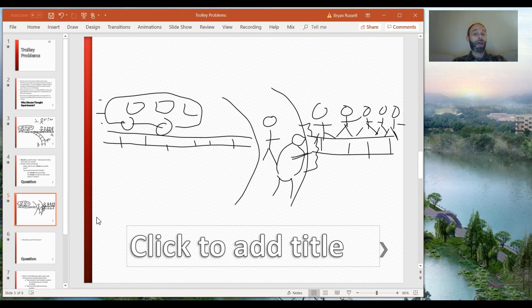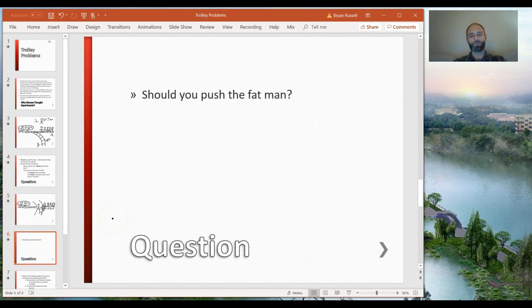You don't have time to ask him what he wants in this scenario. You only have time to either push or do not push. And really, those are the only 2 options I'm going to give you. So the question I'm going to ask you about this scenario is this. Should you push the fat man in what's come to be called the fat man trolley scenario?